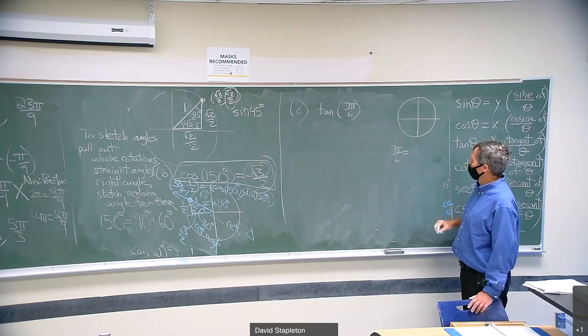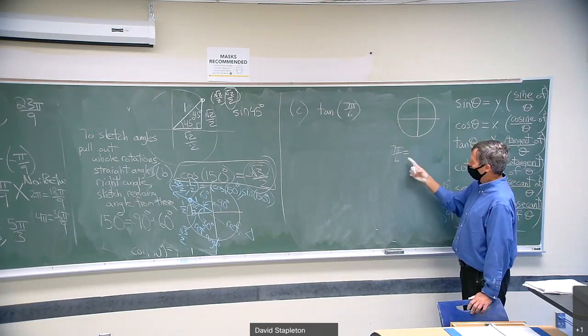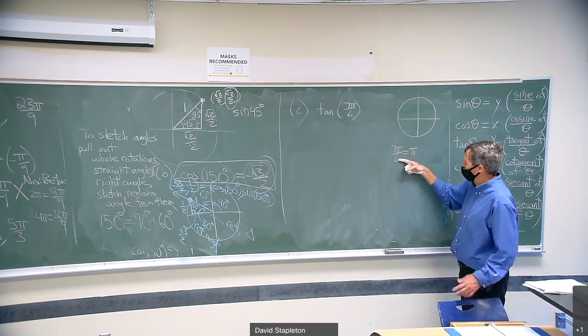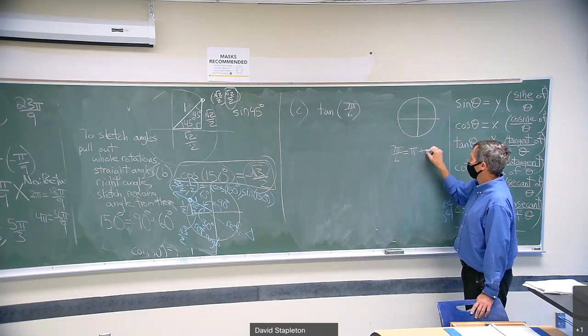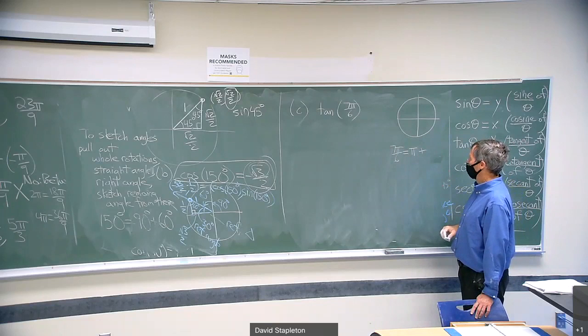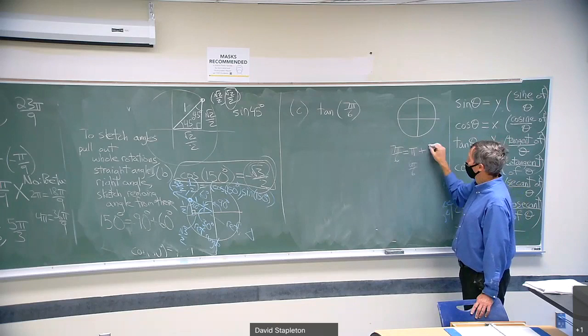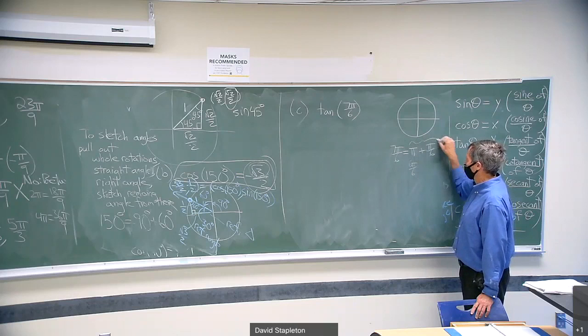Is there a straight angle in there? Yeah, there is, right? I can think of pi as a straight angle. 7/6 pi is bigger than pi, right? So it's pi plus something. What is it? Pi is 6 pi over 6. What do I need to get 7 pi over 6? Pi over 6 more, right? 6 pi over 6 and pi over 6. Add the numerators over the denominator, you get 7 pi over 6.